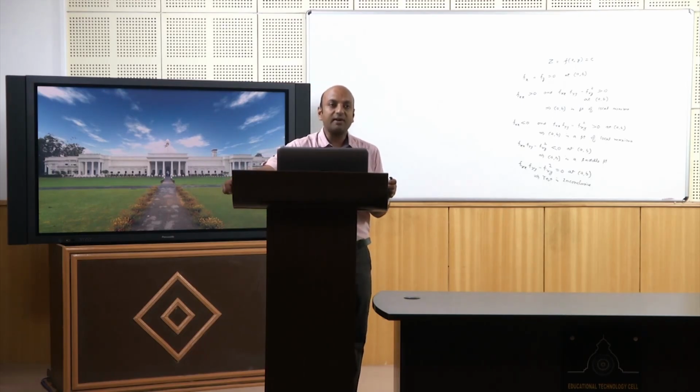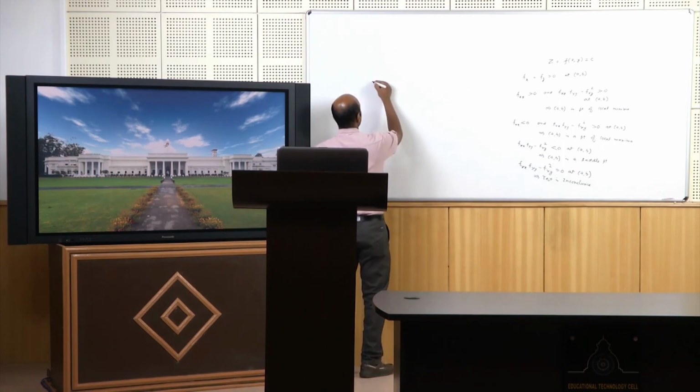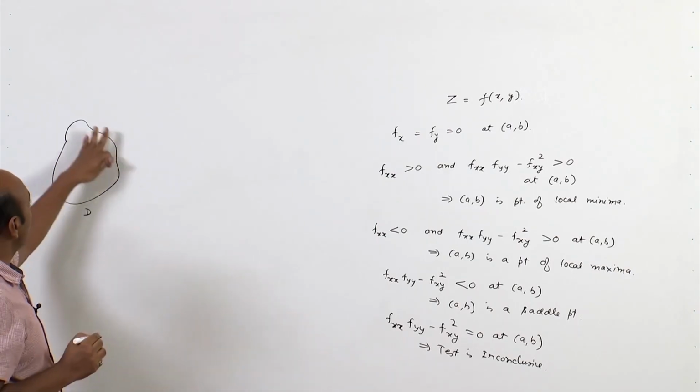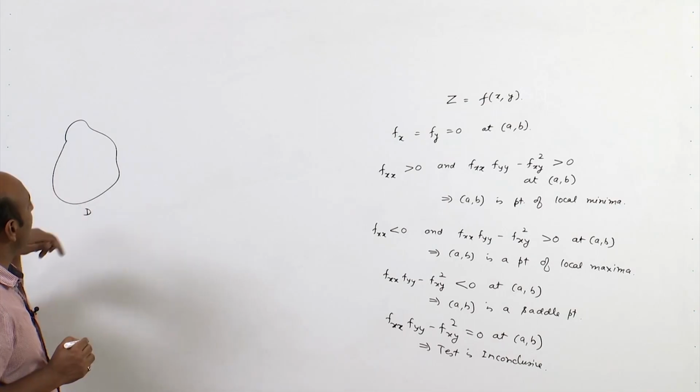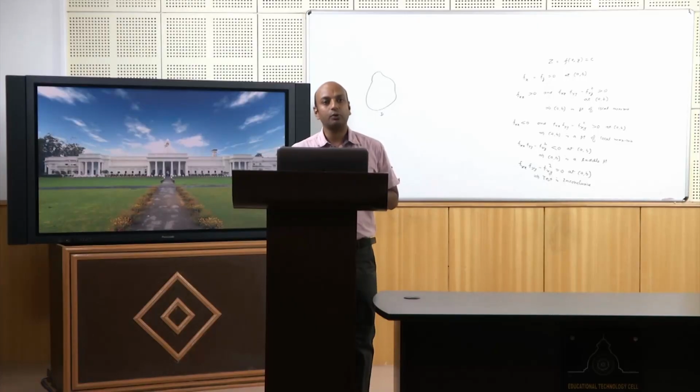Now first we have the extreme value theorem. What does it state? It states that if f is a continuous function on a closed and bounded region D, then f always attains an absolute maximum value f(x1, y1) and an absolute minimum value f(x2, y2) at some points (x1, y1) and (x2, y2) in D. That means if you have a closed and bounded domain D of a function f, there will always exist some point (x1, y1) and some point (x2, y2) in this region D where the function will have absolute maximum and absolute minimum value.